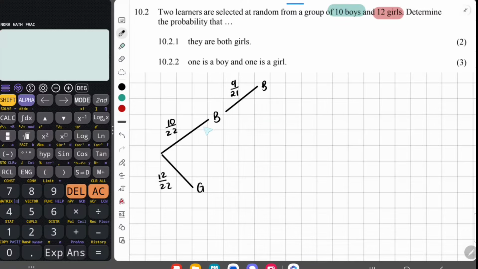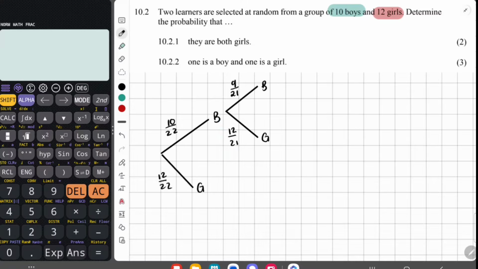Then, if they picked a boy, so given that a boy was picked, what is the probability that they will pick a girl in the second pick? Because this part represents the second pick. Because a girl has not been picked, we're saying given that a boy has been picked. Then what is the probability of picking a girl? Well, we still have 12 girls because no girl has been picked yet. So 12 girls, but out of not 22, but 21 learners because one boy has been picked already.